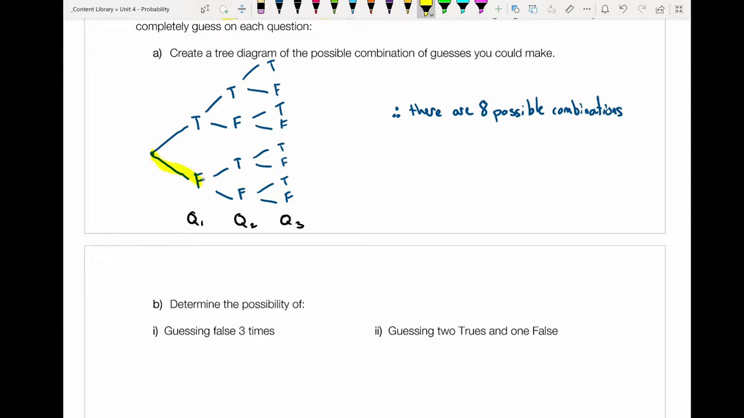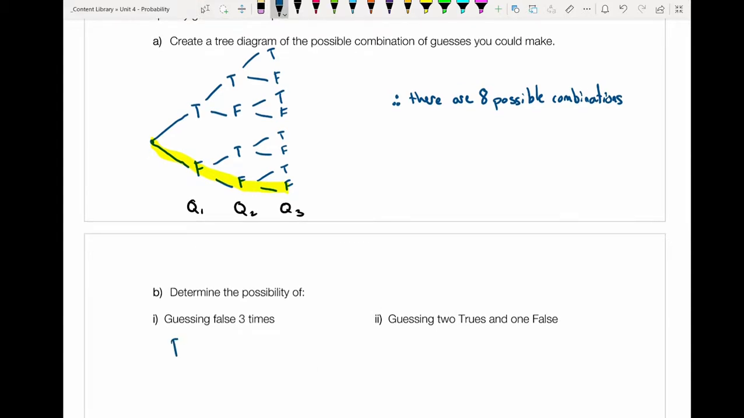My first choice, I have to choose false. Second choice, I'm choosing false again. Third choice, I'm choosing false again. There is only one pathway that has 3 Fs, or 3 falses. So the probability of guessing false 3 times is equal to only 1 successful outcome over 8 total possible outcomes.